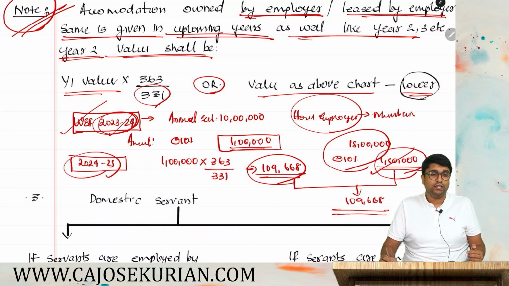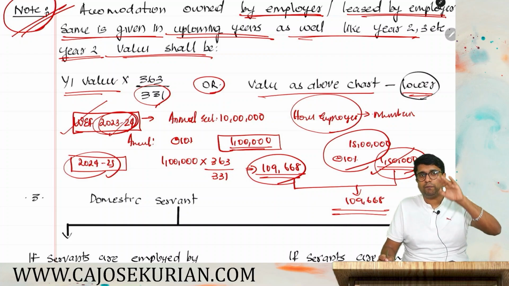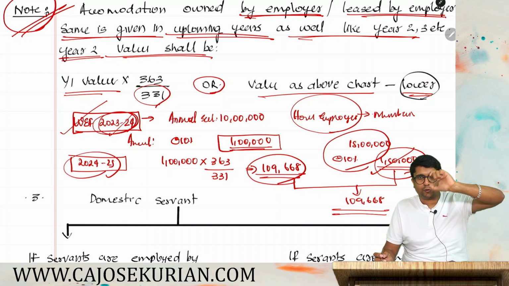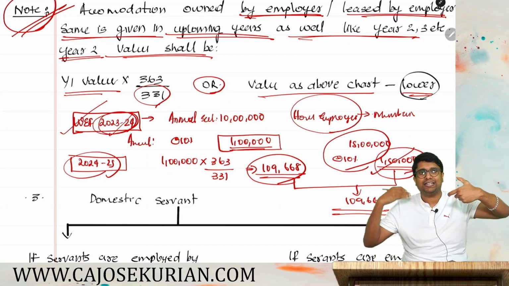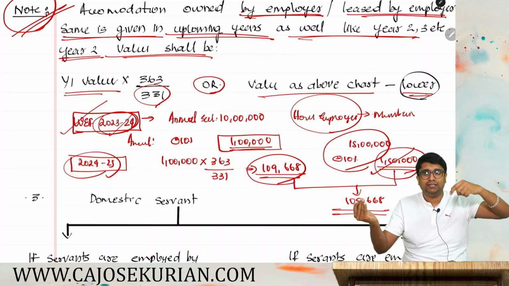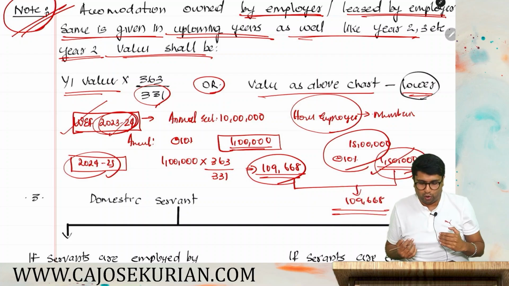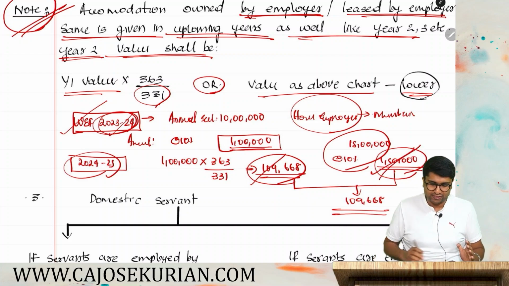So you have to value only at 1,09,668 in such a case. You are an employee who got a job in 23-24 and you valued your perk according to 10% or whatever the value is. In the next year, if there is a salary hike and the 10% is more than the indexed value of the perk, in such a case you have to apply the lower of these two. This is what the department says.